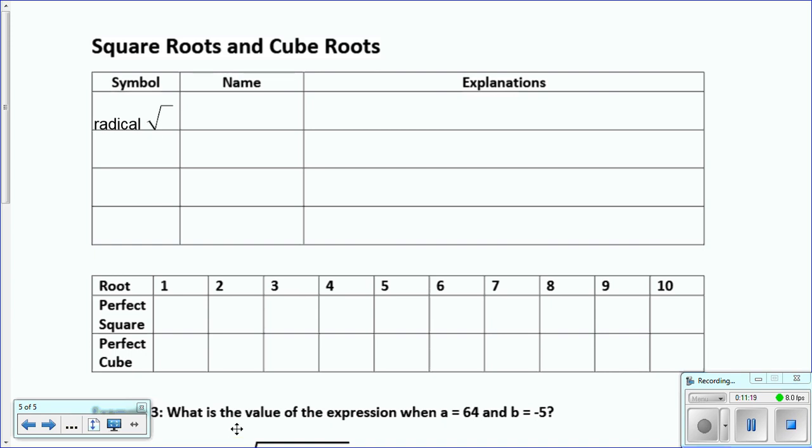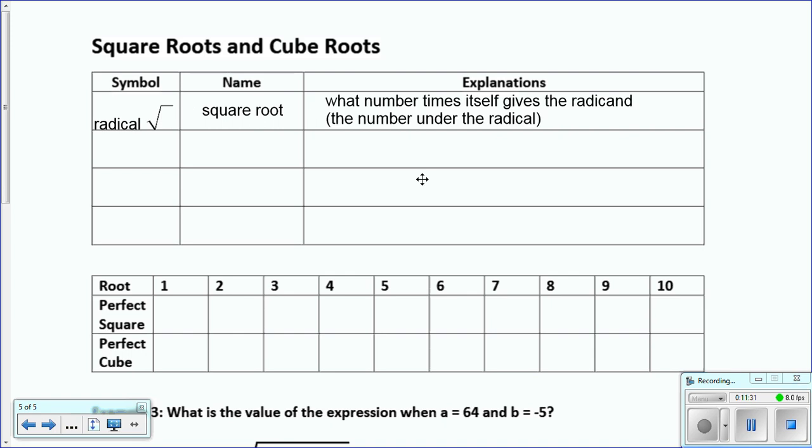This is the radical. Okay? It's called a square root. And that's when there's no number here. You guys will eventually see numbers hanging out in this little nook. But right now, it's a square root. The explanation of it, I think this is very wordy and I don't know how right it is. What number times itself gives the radicand, which is the number under the radical. So when you take the square root, you're trying to figure out what times itself gave you that number that's hanging out under here. Okay?